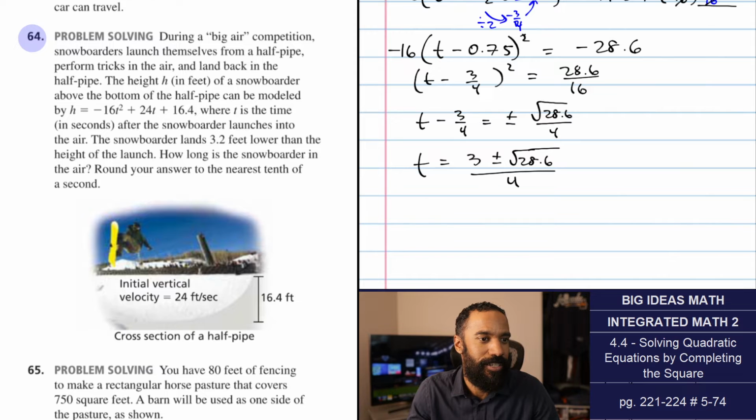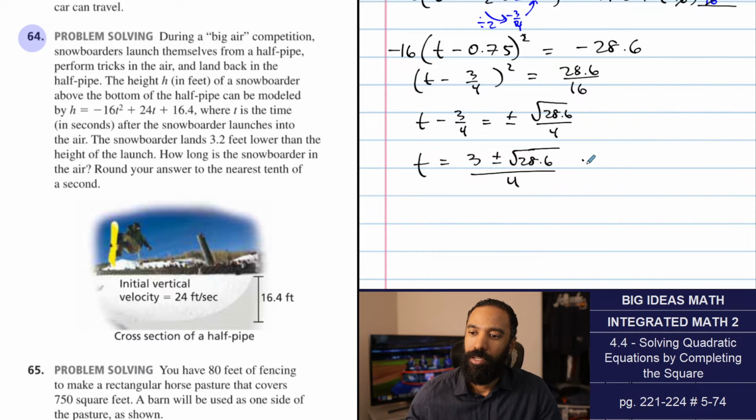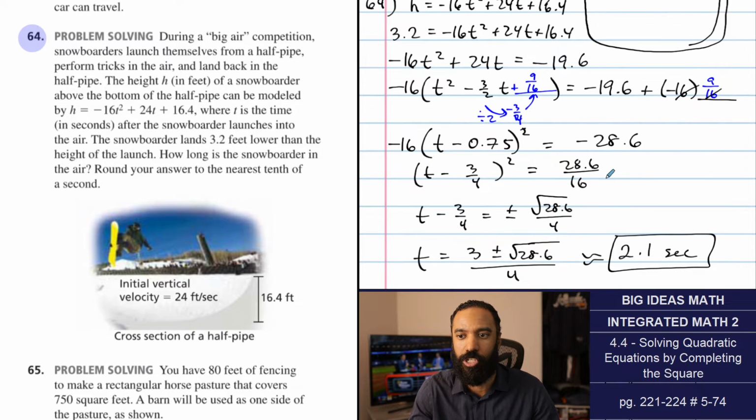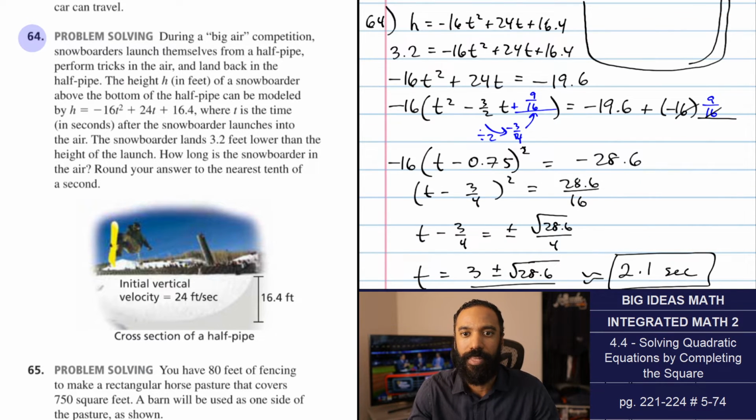So 3 plus square root of 28.6. I'm going to divide that by 4. And I'm getting 2.09, about, to the nearest tenth. So 2.1, around 2.1 seconds, which is fair and reasonable for a half pipe snowboarding launch and jump and catching the air and stuff like that. That seems to make sense.